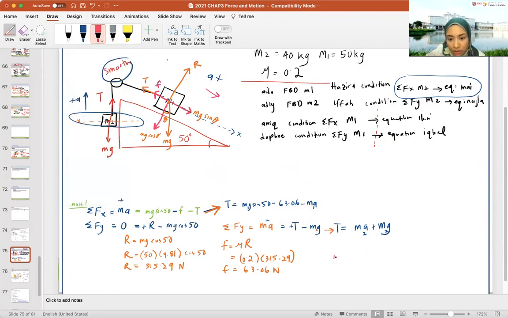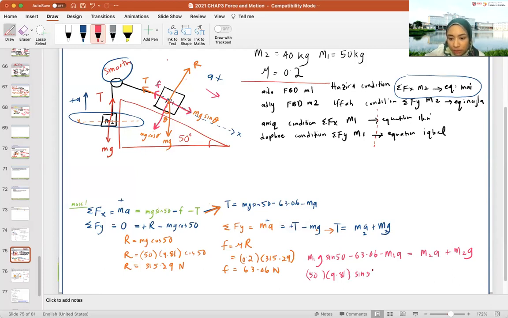So M1G sine 50 minus 63.06 minus M1A equals, I don't have enough space, so I'll do it here. This is equal to this guy over here, M2A plus M2G. Now I put in all the values that I know. Mass 1 is 50. So this is just math.